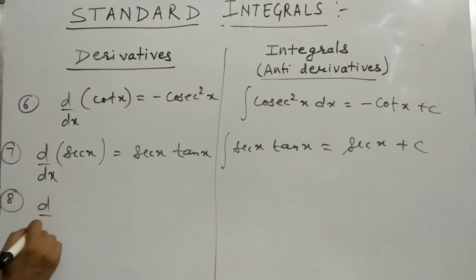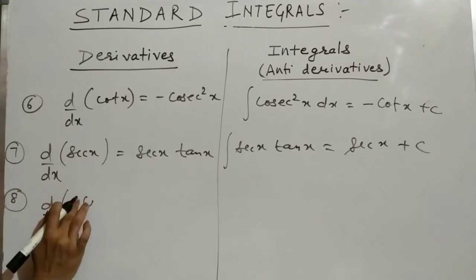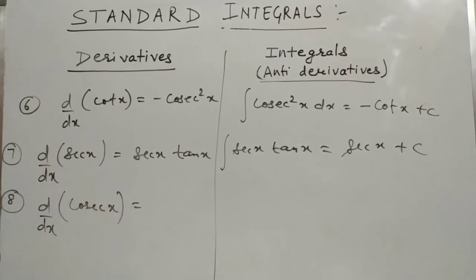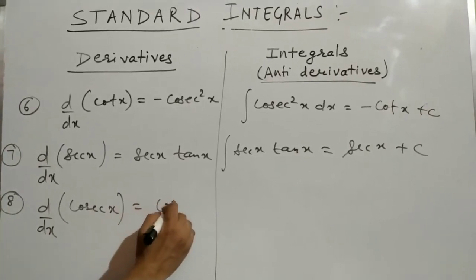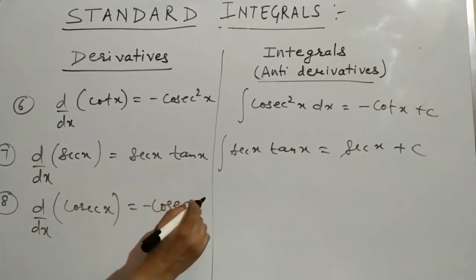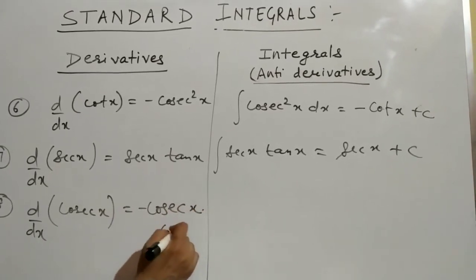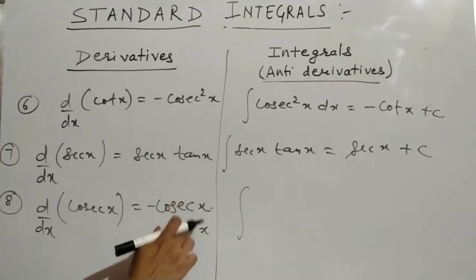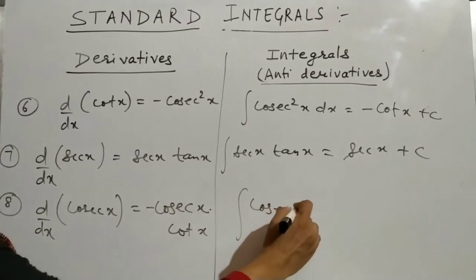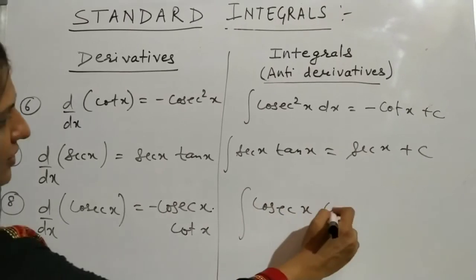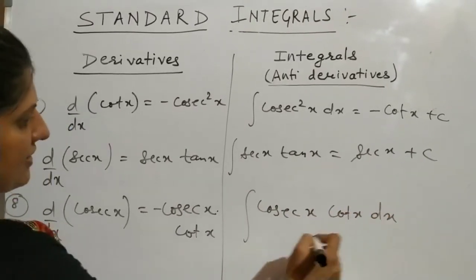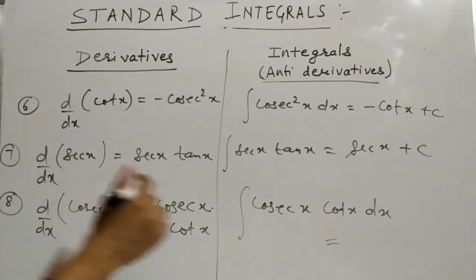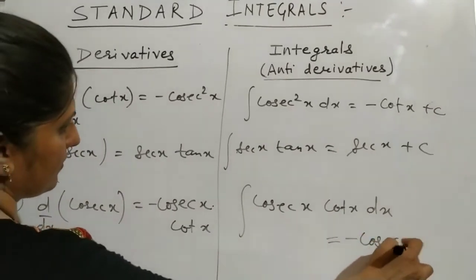In the same way, we know that derivative of cosec x is equal to minus cosecant x into cot x. That implies integration of cosecant x into cot x is equal to minus cosecant x plus c.